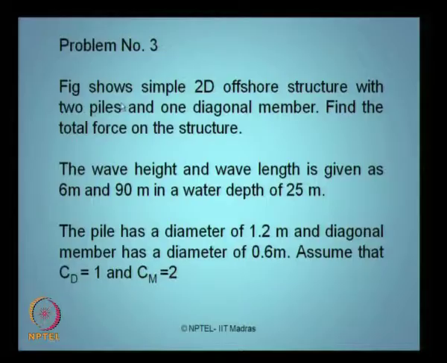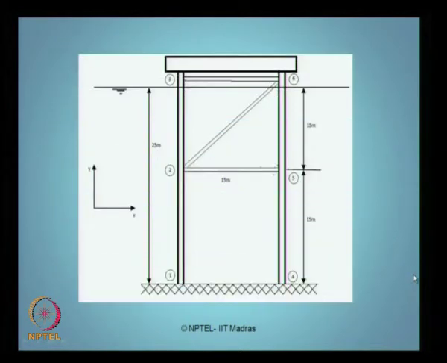Again there is a figure shown of a 2-dimensional offshore structure with 2 piles and 1 diagonal member. Find the total force on the structure. The wave height and wave length are given as below. The pile diameter is about 1.2 and the diagonal member has a diameter of 0.6 meter. CD and Cm are shown here. So I have got different designation of the members. Compute the member forces in all the members using any desired theory as suggested by you.